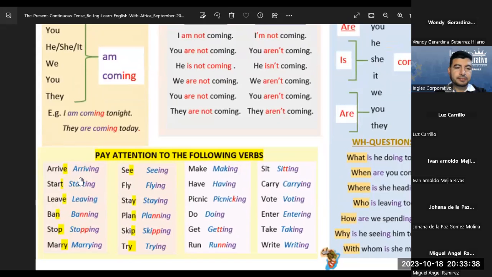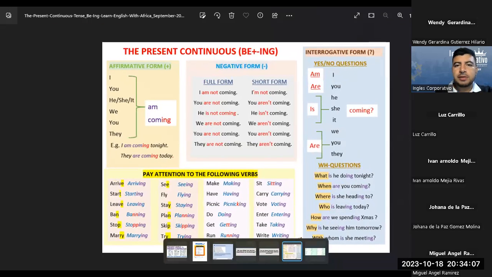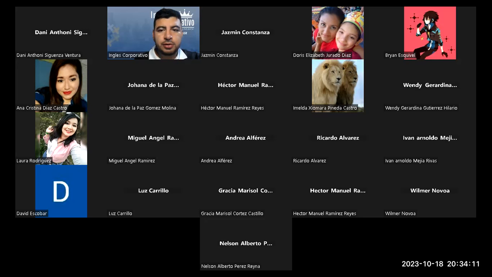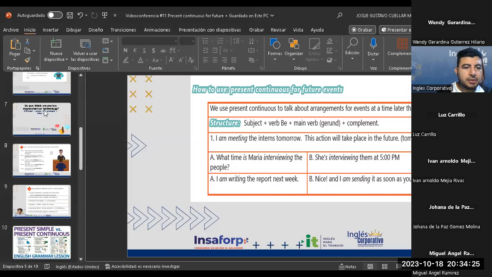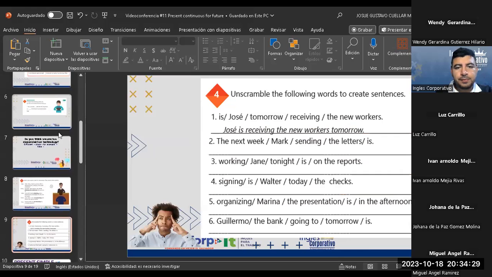Aquí tenemos lo siguiente. Normalmente cuando lleva una E al final se cambia por I, ING. Cuando lleva solo a uno, ¿verdad? La mayoría, si se dan cuenta, solo agrega ing. Son algunos que se le agrega, por ejemplo, otra consonante, por ejemplo, stop, stopping, plan, planning, ¿verdad? Sit, sitting. Pero el resto es más práctico, así, ¿ok? So, present continuous. Otro momento les envío esto. I'm going to send this picture so you can have a better explanation about this. So, ya viendo esto, tenemos esto.